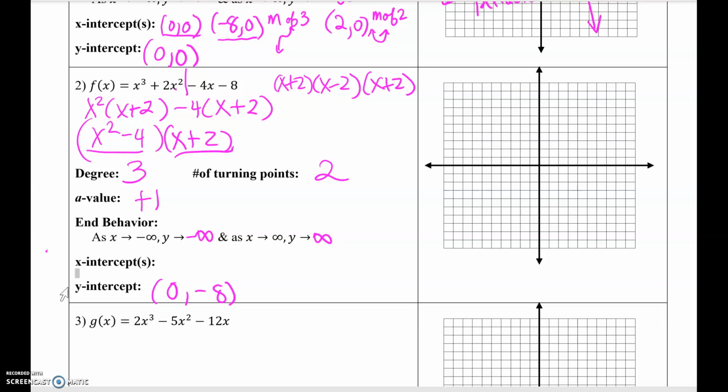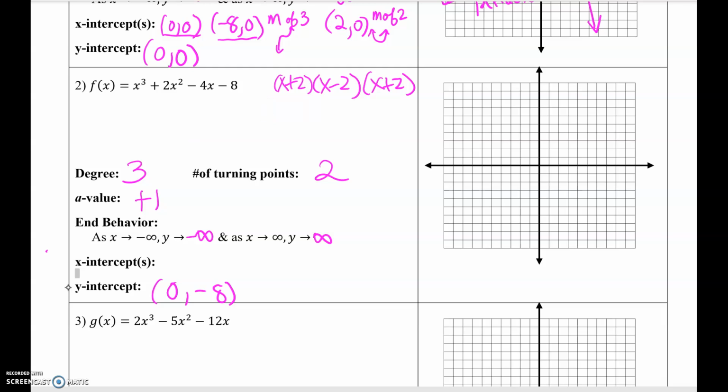So what do you notice? Well, let me erase all this and we'll look at it. I'm noticing that these two are the same. So that's going to create a multiplicity of 2. So I'm going to have x minus 2 times x plus 2 squared.